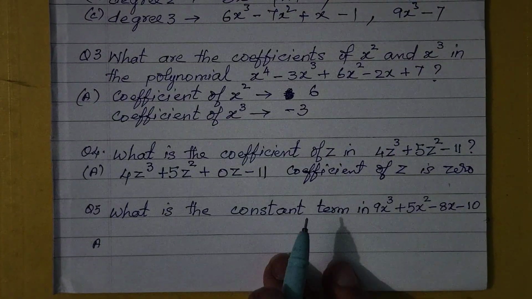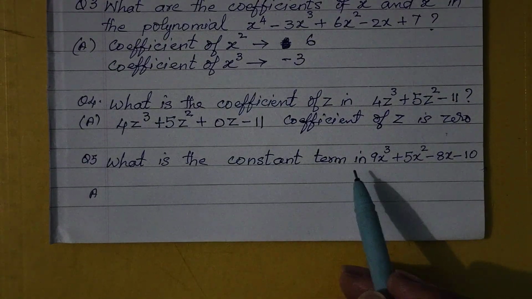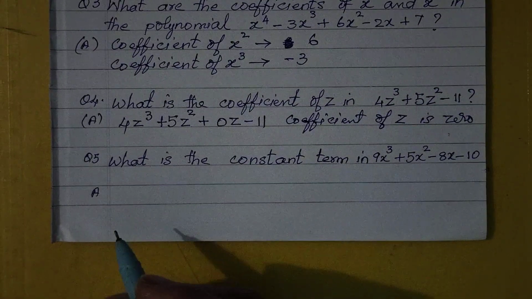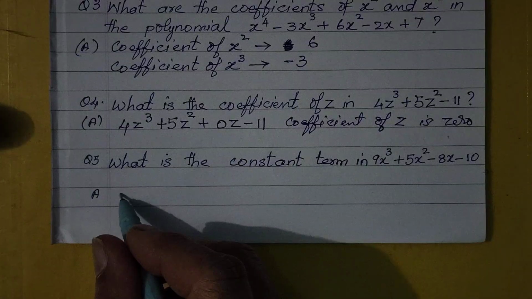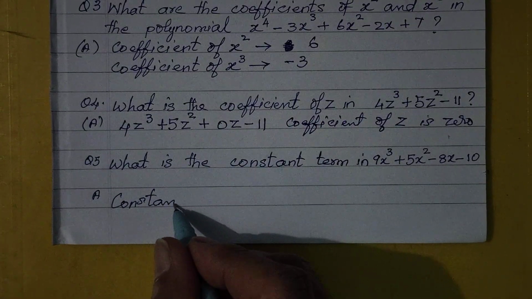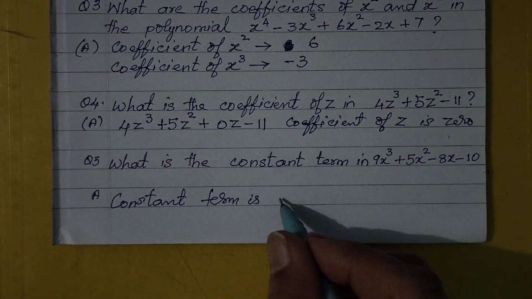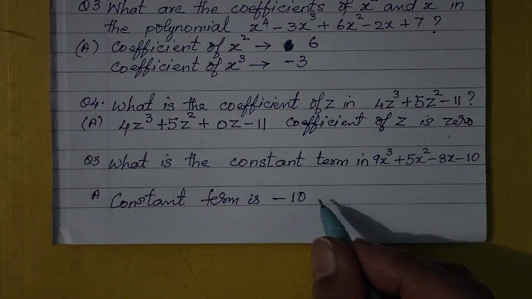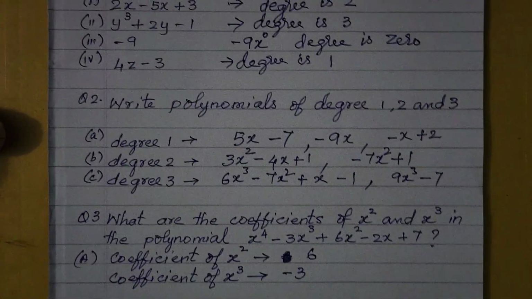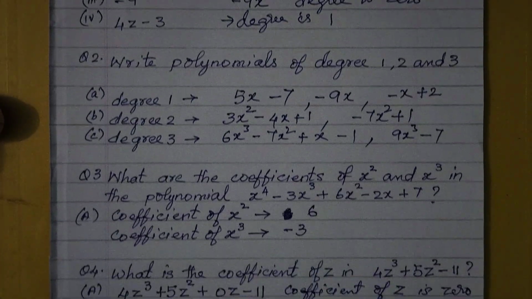What is the constant term in this expression? The constant term is minus 10. So we have solved exercise 2.1, question 1, 2, 3, 4 and 5.